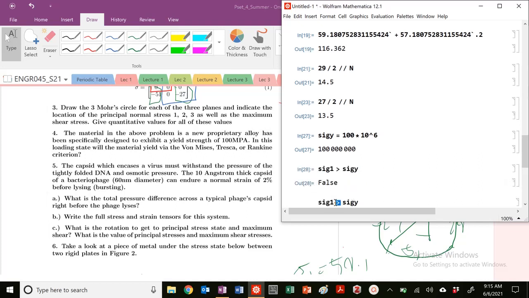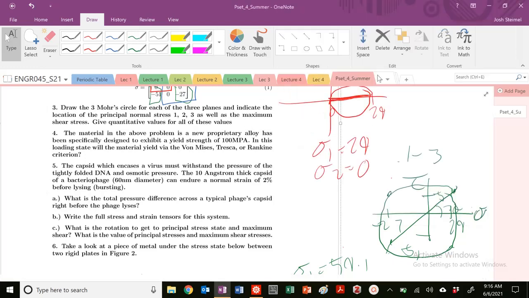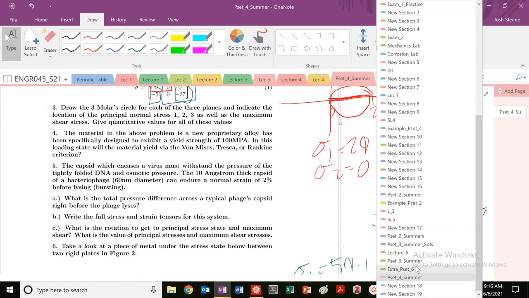My Tresca criterion is sig 1 minus sig 3. Is that greater than sig y? No. Now I need to go back to my notes. Let's go into lecture 7. Where are you, lecture 7?